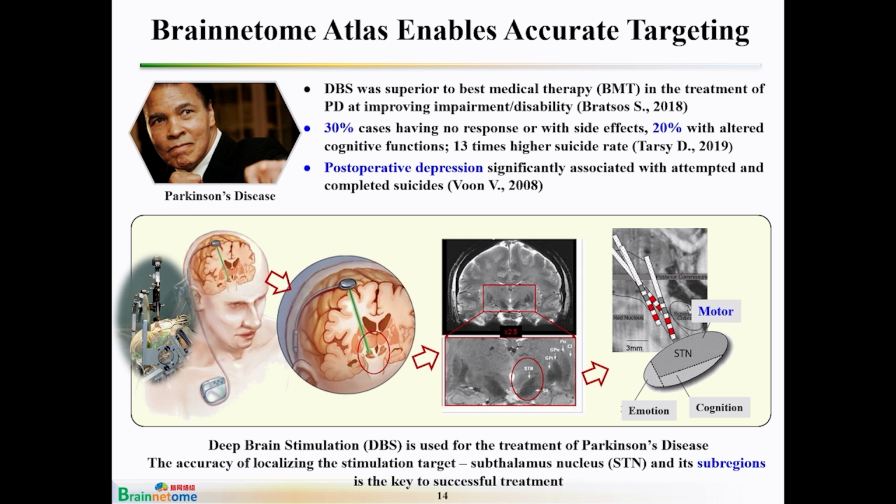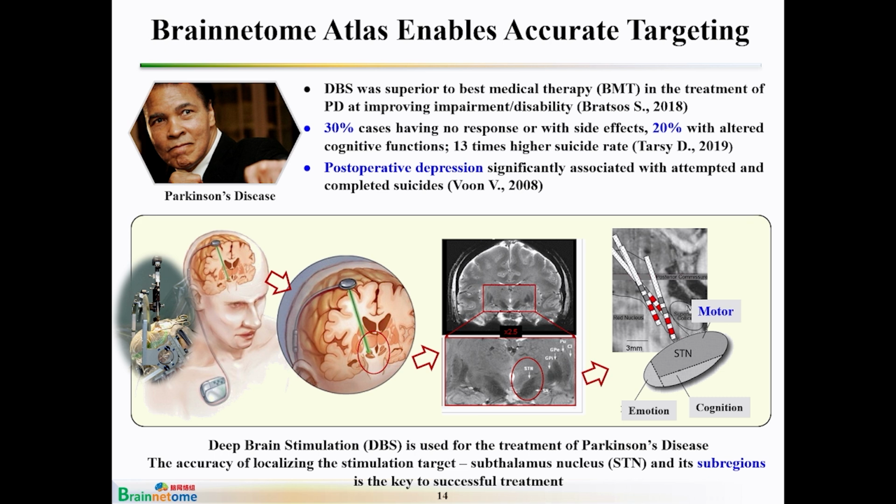But as you know, in fact, for Parkinson's disease, there is always some bystander effect. So for example, 30% maybe have no response or have side effects, something like this. 20% maybe will have changes in cognitive function and so on. So why? No one can tell you. But if you are from the Brainnetome, you can tell you.